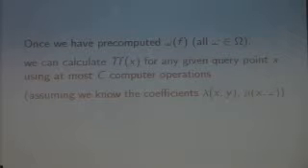Then, well, once we've pre-computed the stuff that we can get essentially free, we can then calculate Tf of x for any given query point x by using, at most, C computer operations. So it's real fast to compute Tf at a point, but with one very important caveat. That's all very nice, provided that we know all these coefficients. So given a query point x, we had better be able to calculate these coefficients. Otherwise, we're in the strange position that there is a very, very simple formula for Tf of x, only we don't happen to know what it is.